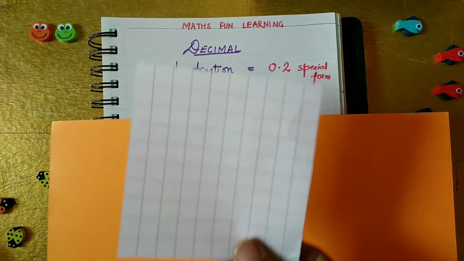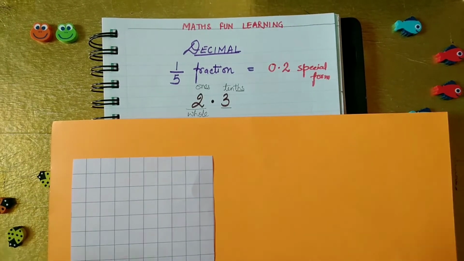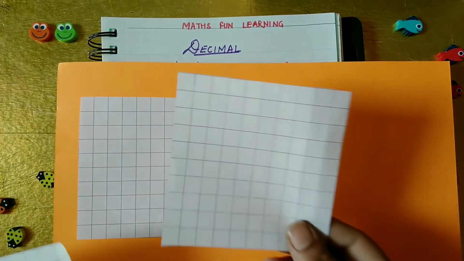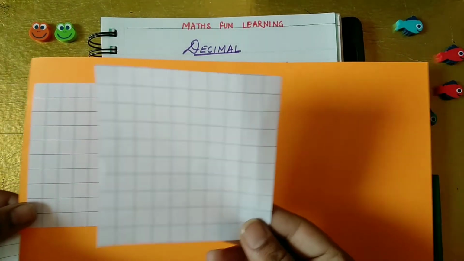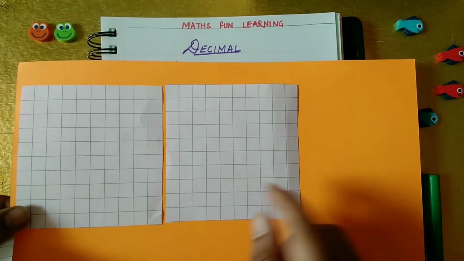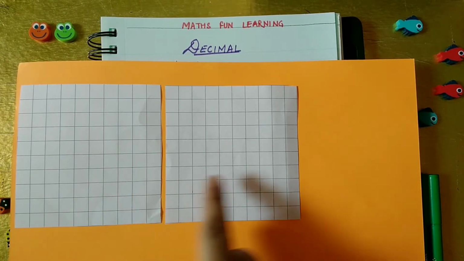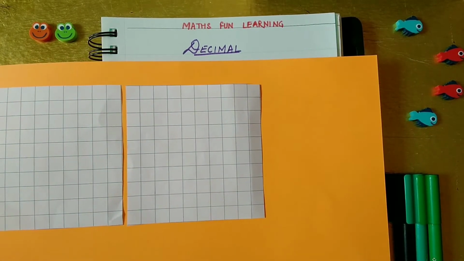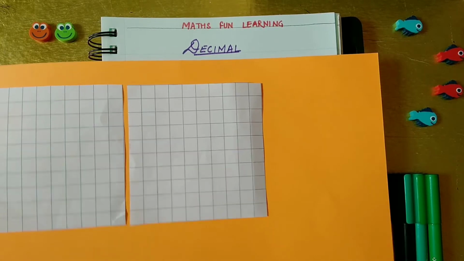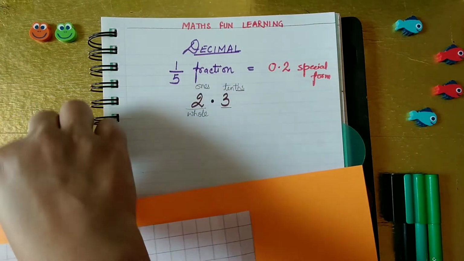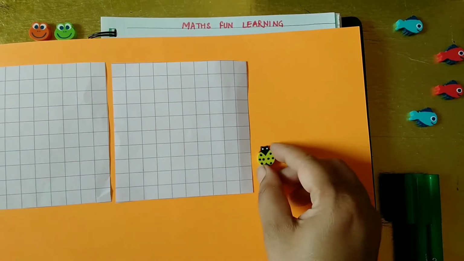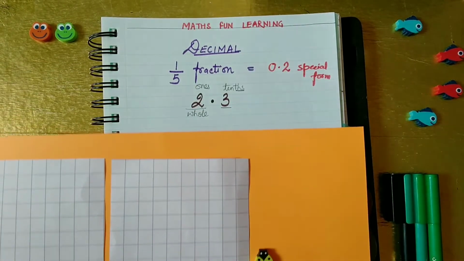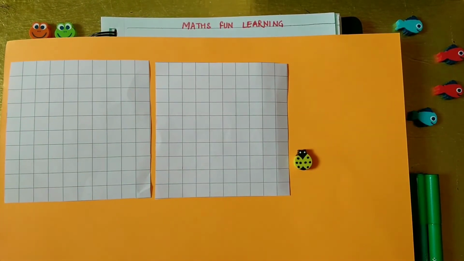2.3. Here 2 is on the ones place, that means this is the whole number. What I did, I just took 2 flats. I'm calling one square a flat. So 2 flats, and to represent the decimal point here, I'll take my ladybug only. This ladybug represents the decimal point. Now what about this 3? Are we using 3 flats?